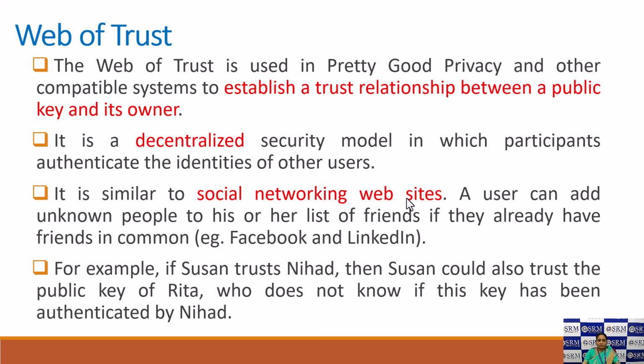Similarly, in web of trust also certain steps are there. It is basically a decentralized security model in which participants authenticate the identities of other users. It is similar to a social networking website. How does it work? For example, if you take Facebook or LinkedIn, if you log into your Facebook, you can see your list of friends, right? Via your friends, for example, your friend will be a friend of others, and their names also will be listed to you. So there is actually a kind of known person authentication there.